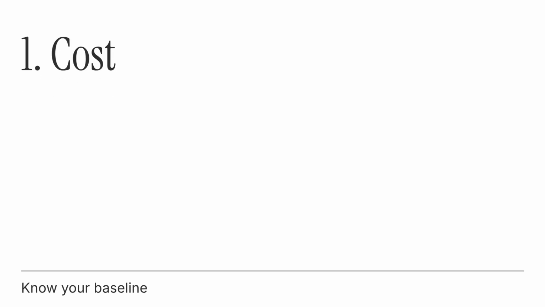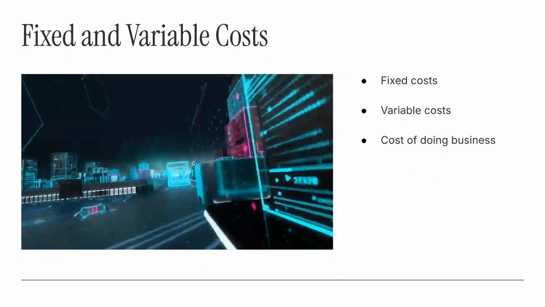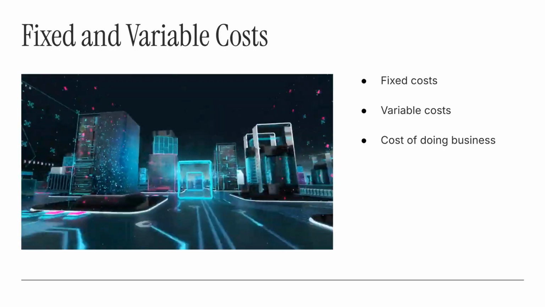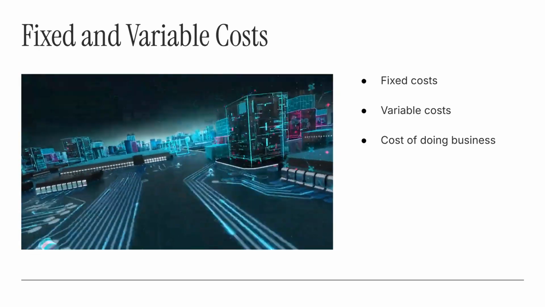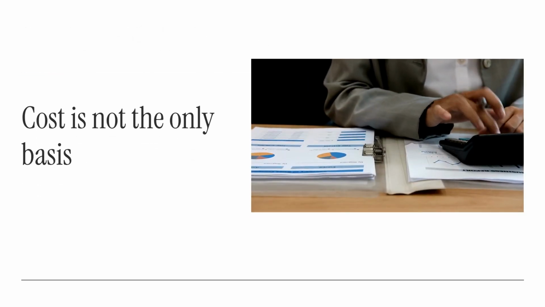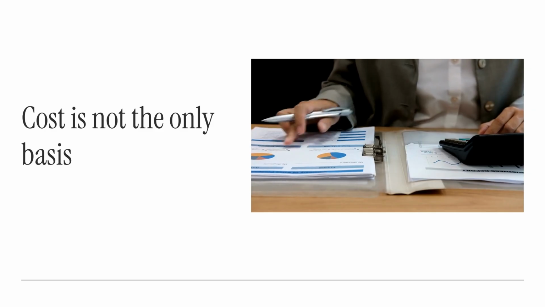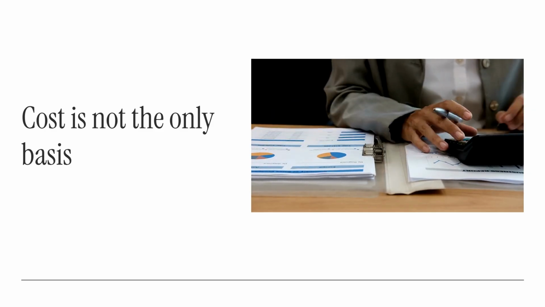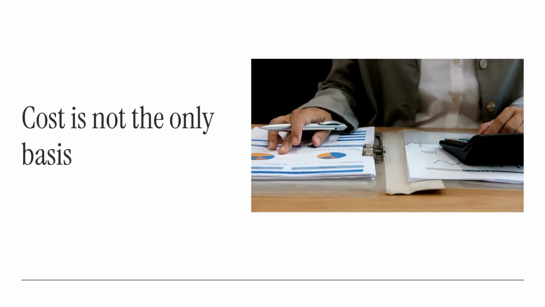First up is cost, the most obvious element. Before setting any price, you must know the cost of doing business. This means accounting for both fixed costs, like rent, and variable costs, such as materials and labor. Knowing these is essential for determining an adequate price. However, cost alone cannot be the sole foundation for pricing. Remember, buyers neither know nor care how much it costs you to produce a product.